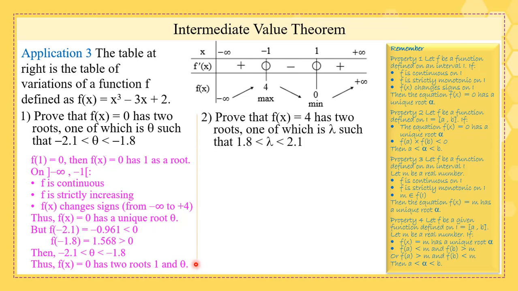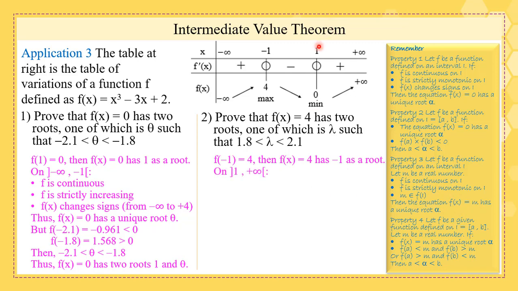Now let's see the second part of the question. We need to prove that the equation f of x equals 4 has two roots, one of which is lambda, such that lambda falls between 1.8 and 2.1. Again, f of negative 1 is 4 from the table, so we can say that the equation f of x equals 4 has negative 1 as a root. Now to search for the second root, remember now we need f of x to be equal to 4, so we are somewhere here, because 4 plays the role of m.